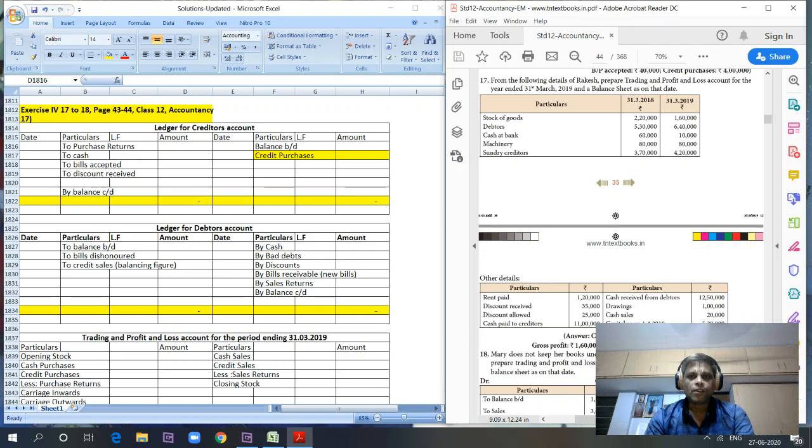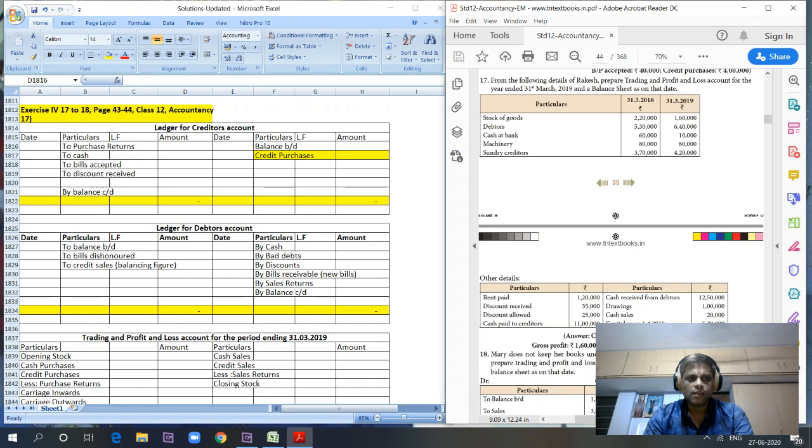Let's continue with this. We'll try to close the accounting from incomplete records today and tomorrow. That is the plan. And I'm in exercise 4.17. We'll try to close 17 and 18 today, on page number 43 and 44, class 12 accountancy.